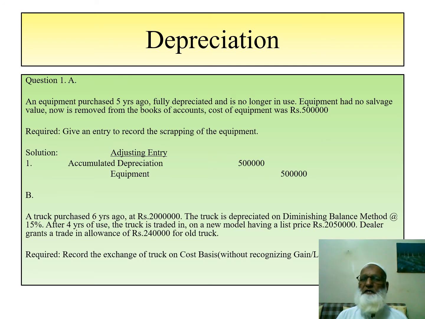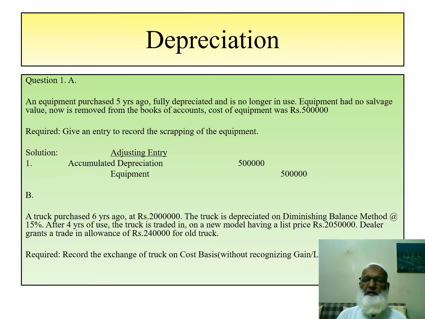So the equipment has no salvage value, and is to be removed from the books of accounts. It has already stopped being used, and the cost of the equipment was 500,000. Now a journal entry has to be passed. Give an entry to record the scrapping of the equipment.